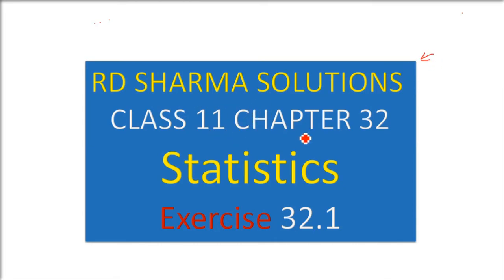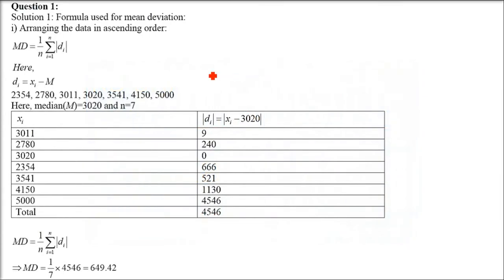This is R.D. Sharma Solutions, Class 11, Chapter 32, Statistics. Exercise is 32.1. So, the whole exercise is based on mean deviation. This mean deviation, in theory also we discussed, we can find out using mean and median.